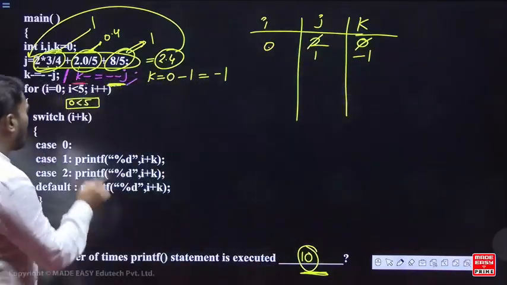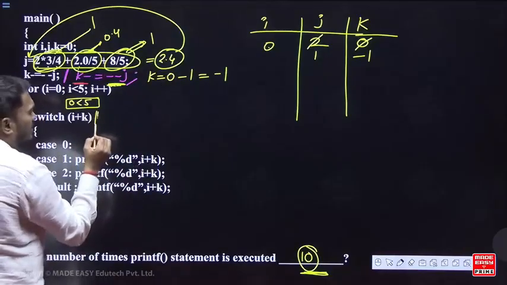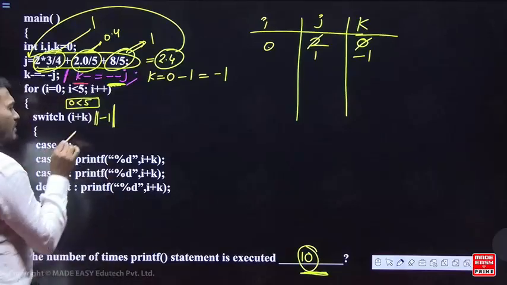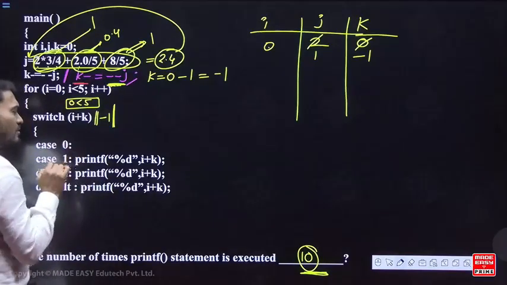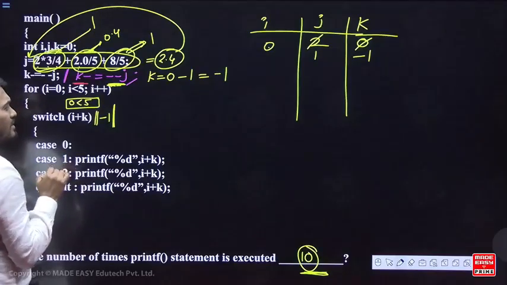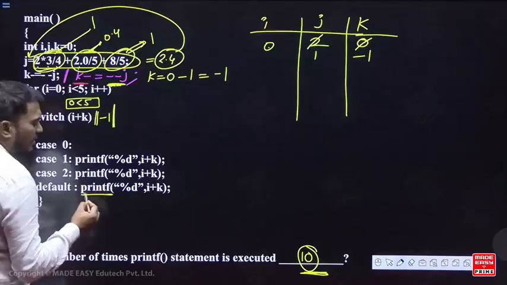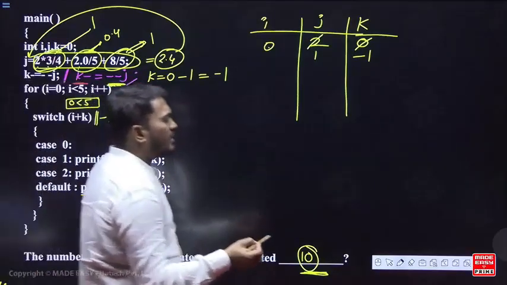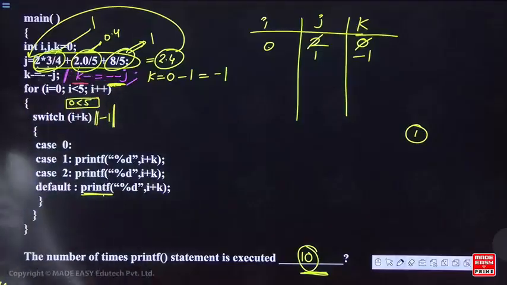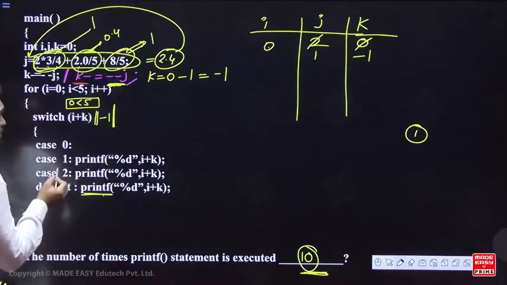So 0 plus -1. We are passing i plus k, right? The i value is 0, the k value is -1. So what are we passing? The first time we are passing -1. When you are passing -1, is it going to match with anyone? No, it is not matching with anyone. So then what happens? It is not matching with anyone, so default will execute. In default, how many? Only one printf is there. So how many times is printf executing? Only one time.